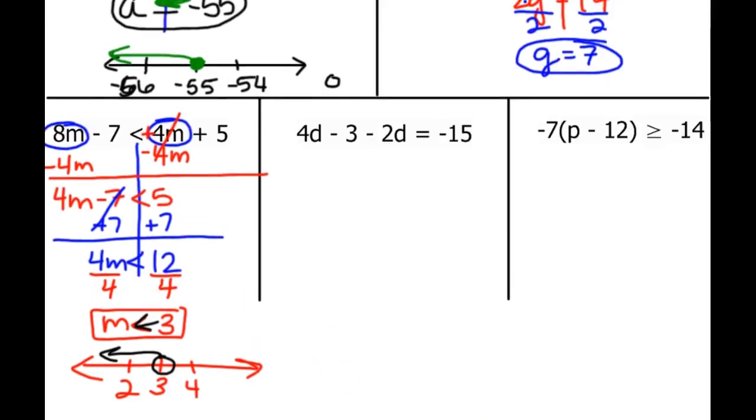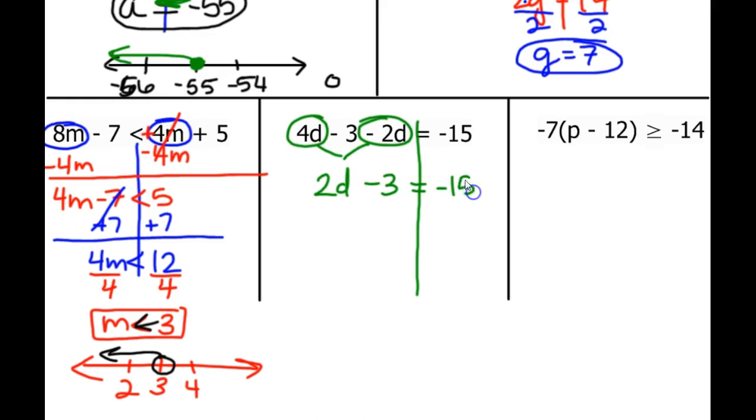Alright, 2 more like this. This one, we have same letters, but they're already on the same side, so we can just combine them together. This one you had to move because they're on different sides. These ones are on the same side. So 4d minus 2d gives me 2d minus 3 equal to negative 15.